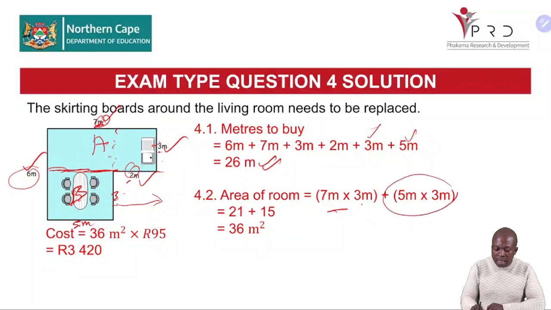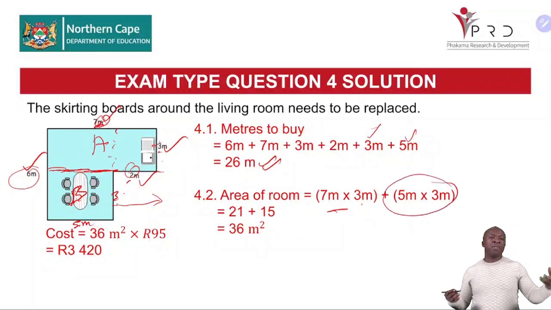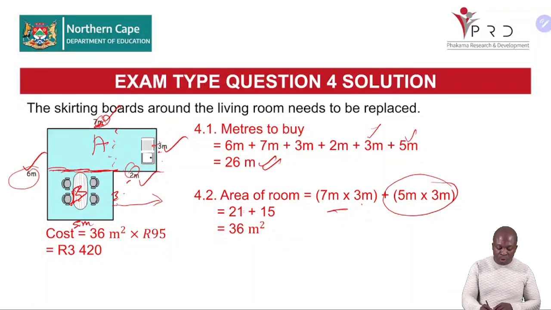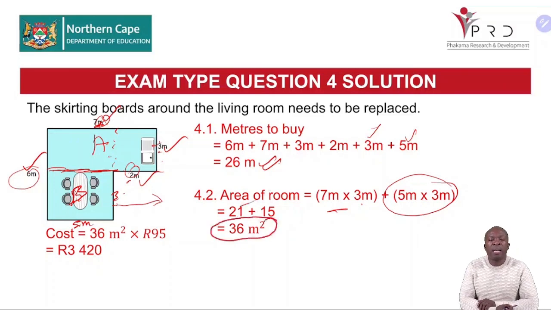That's how you see me getting 3 meters here. So now that I have got the two shapes, 7 times 3, I press, I get 21. 5 times 3, I get 15. Now I add the two values, that will give me 36 meters squared. But the question is, how much will it cost?